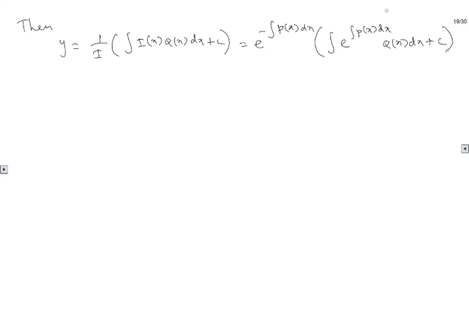If you want, you can use this as a formula, but it is better to integrate just using the steps. And this is the general solution. This is the solution to equation number 1.